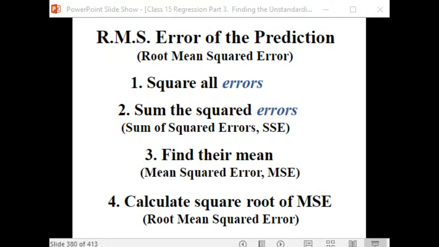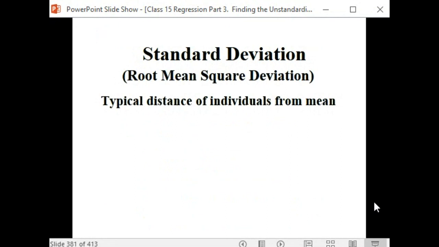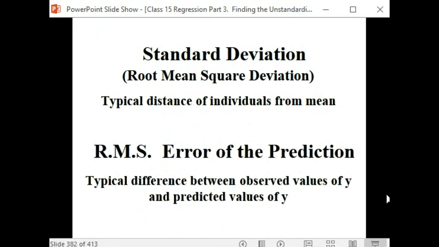Now, as you can see, the standard deviation and root mean squared error are calculated almost exactly the same way. But one method is for deviations, and the other is for errors. The standard deviation, which is also known as the root mean squared deviation, tells us the typical distance of individuals from the mean. The root mean squared error of the prediction tells us the typical distance between the observed values of y and the predicted values of y.